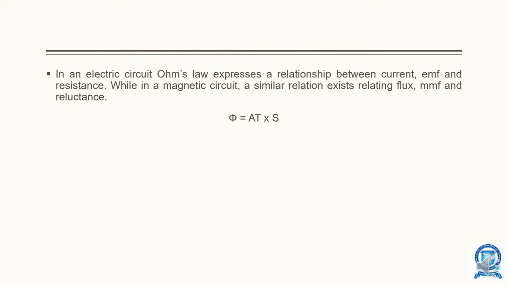In an electric circuit, Ohm's law expresses the relationship between current, EMF and resistance, while in a magnetic circuit a similar relation exists relating flux, MMF and reluctance. Phi is equal to AT divided by S. Phi represents the flux, AT represents the MMF and S represents the reluctance of the circuit.